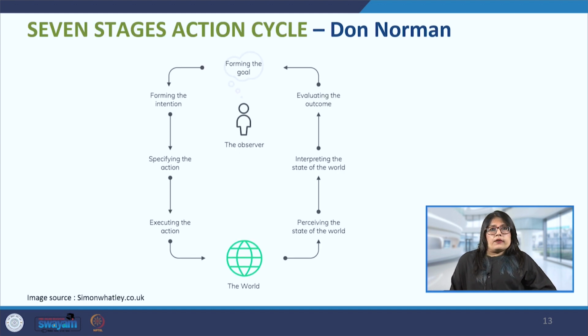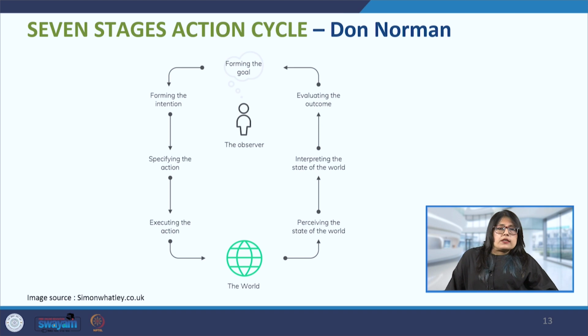So we'll look at the 7 stages action cycle by Don Norman. This is a psychological model that describes the steps humans take when they interact with computer systems, and it helps to evaluate the efficiency of a user interface. There are certain principles that are required to be understood. Some of these principles are affordance, feedback, visibility, and tolerance.